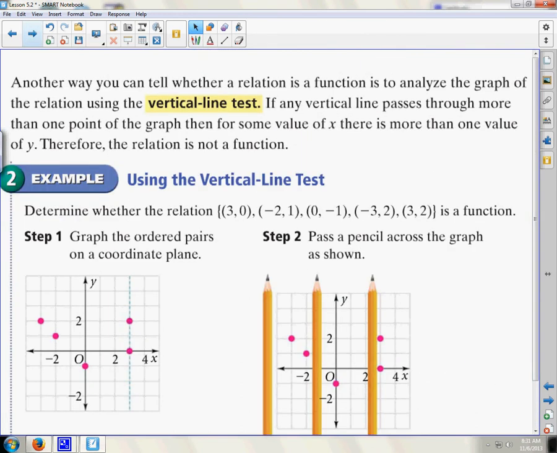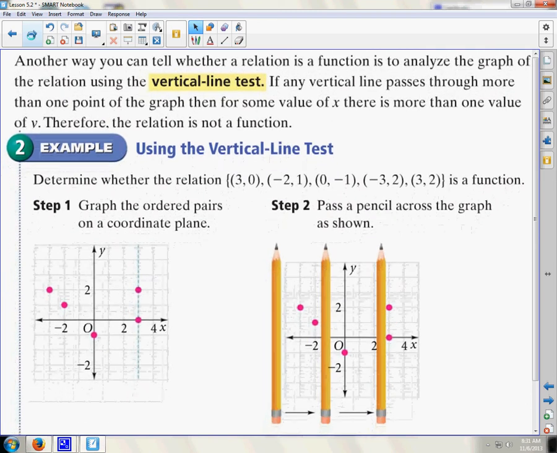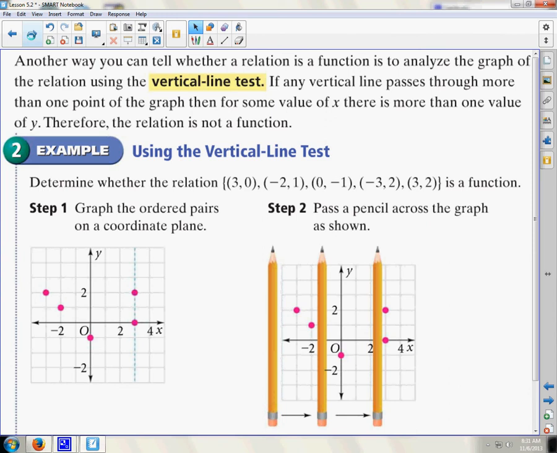Another way you can tell whether a relation is a function is to use the vertical line test. If you remember this from last year, you graph your points. So you graph your 5 points, and then you take your pencil and you drag it across. If the pencil, like here, hits 2 points at the same time, it is not a function. So there's a couple different ways to do this.